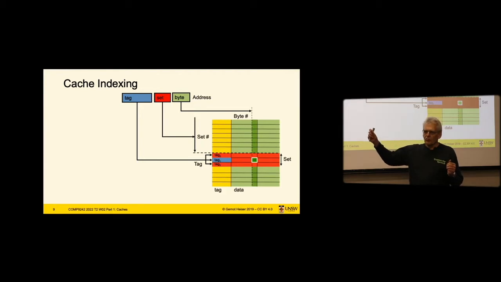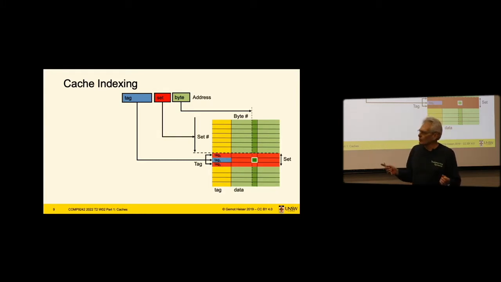And basically an indexing operation, which is computing where in the cache we are looking for the data, leads, in general, not to just one line, but to multiple lines. That's called a set. So a set is multiple lines that are accessed at the same time with the same index operation. And depending on how big these sets are, we have different cache structures.